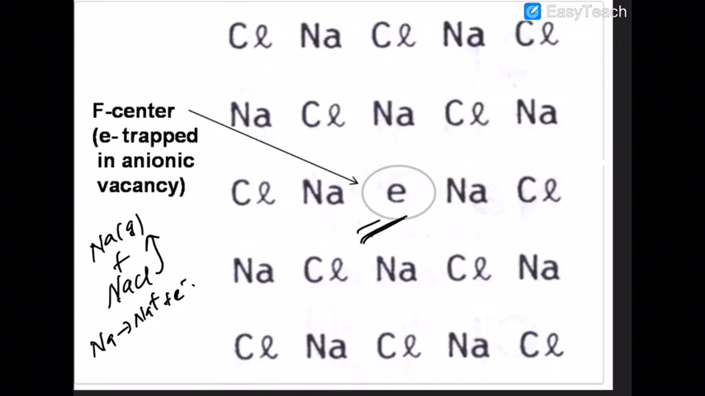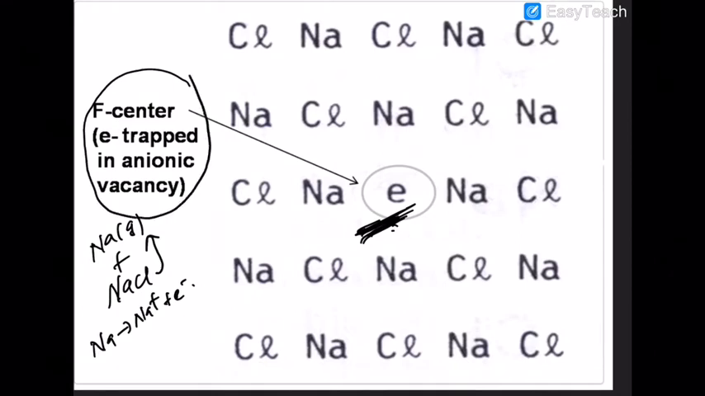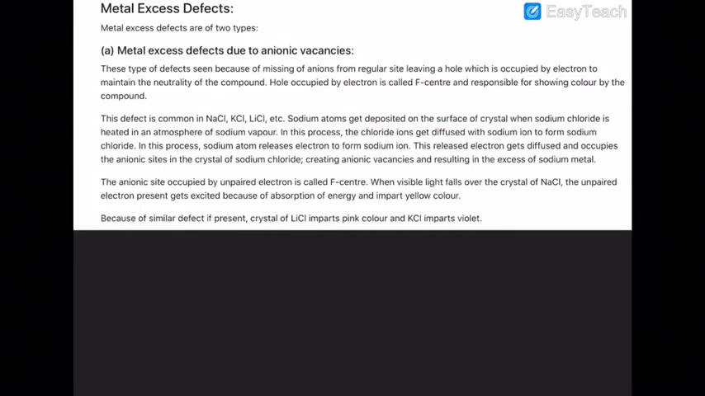That electron goes to this particular point. So what happens? An electron trapped in an anionic void is called what? It is called an F center. Clearly understood? Sure. I am repeating once more.